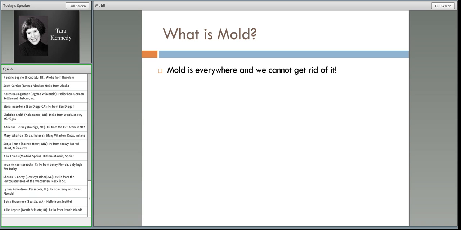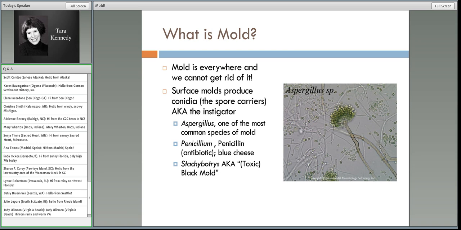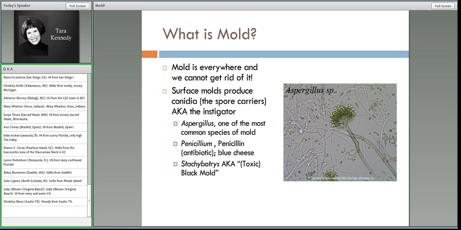Surface molds are what we're primarily concerned with, and they spread something called conidia. Surface molds are a specific class of mold, and they reproduce by producing conidia, which are spore carriers. You can see one that looks like a bit of broccoli there on your right. The spore carriers release spores into the air and let them float away so that they can reproduce elsewhere. It's similar to acorns from an oak tree or pollen from other types of plants.